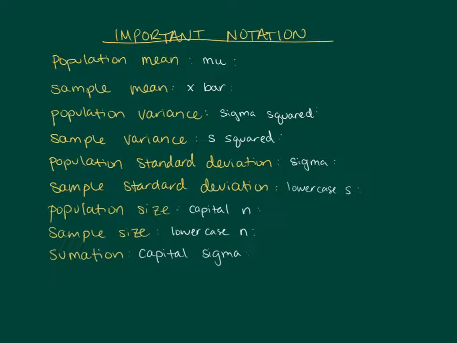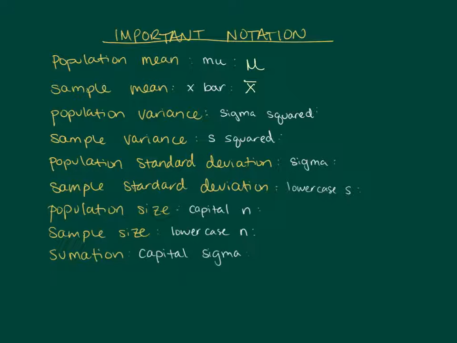So starting off, we have population mean, which is written with a symbol called mu. And that symbol looks like that. It's kind of like a U with some curlies at the end. Then we have sample mean, which you write with X bar. So it's literally an X with a bar over the top of it.